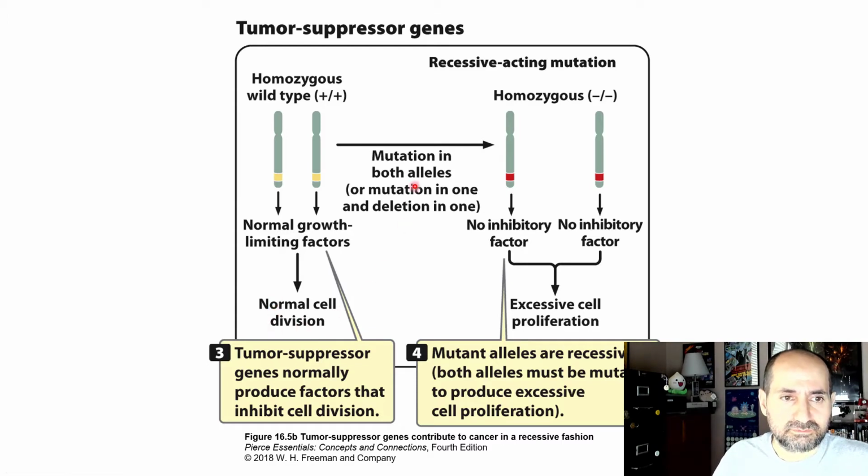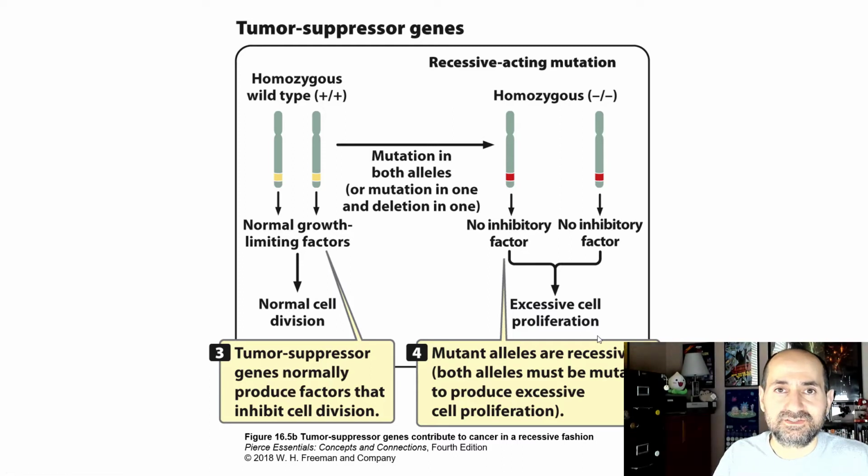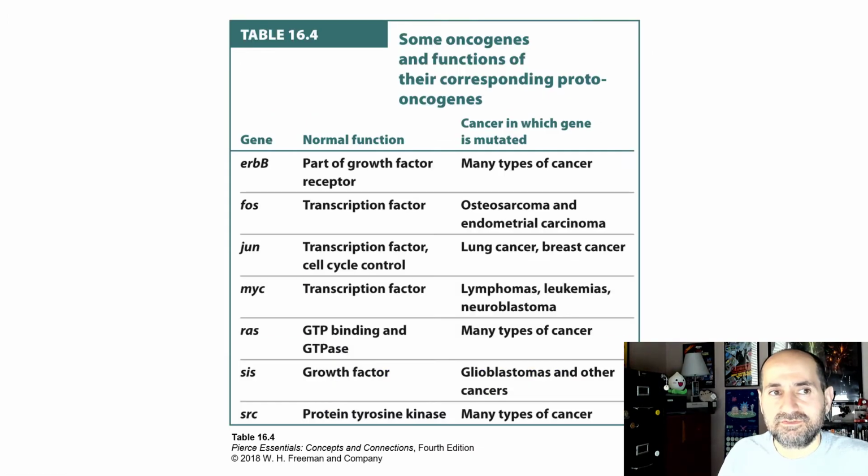So you get normal cell division, but then you get mutation in both alleles. So now neither of these alleles is being expressed into a policeman, into an inhibitory protein, right? Does that make sense? The checkpoint is gone. The checkpoint is effectively gone. So now you're going to have excessive proliferation because there's no one to stop the cell at that point to say there's something wrong. Does that make sense? So again, tumor suppressor genes behave in a recessive fashion. Oncogenes behave in a dominant fashion.